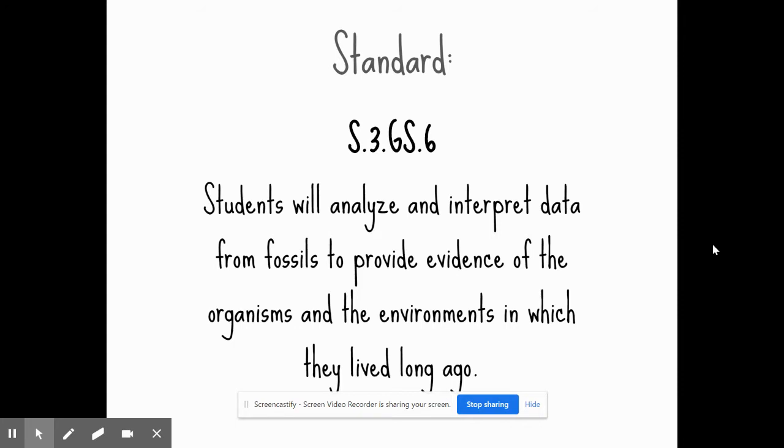First, we're going to be going over our standard. Students will analyze and interpret data from fossils to provide evidence of the organisms and the environments in which they lived a long time ago.